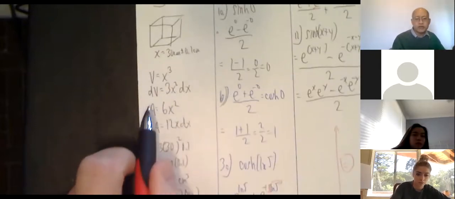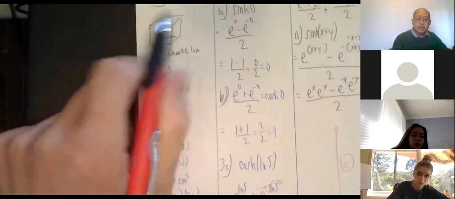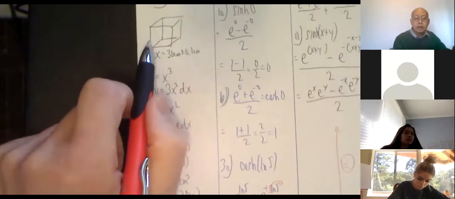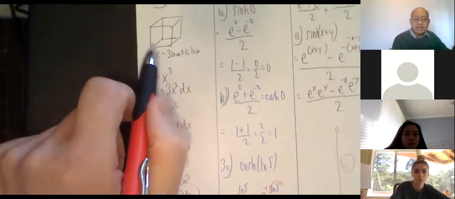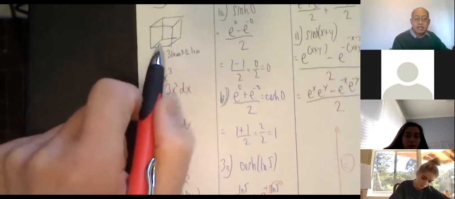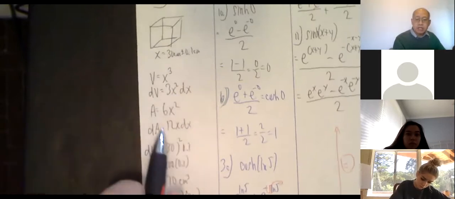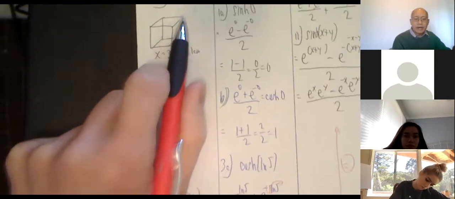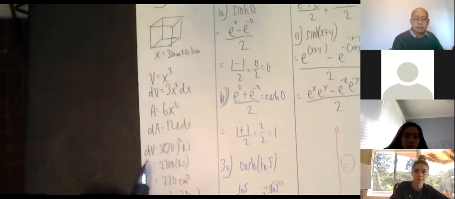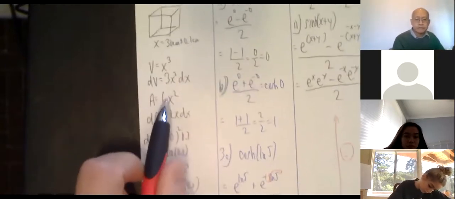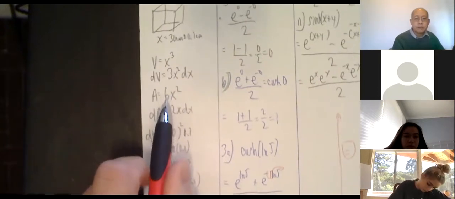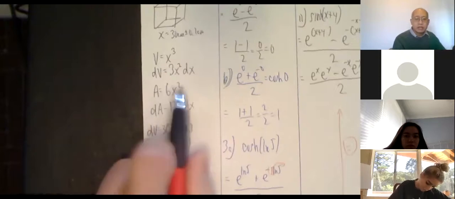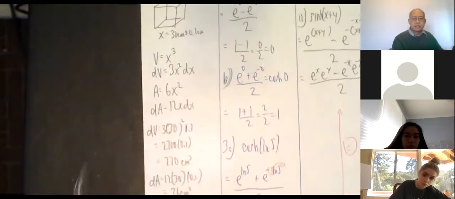Now, it also asks for the surface area. So how do I find the surface area of this cube? Well, each face is a square. If a side length is x, the area is x squared. There are 6 of them, so the surface area is 6x squared, right? There's the front, the back, left and the right, top and the bottom. So 6x squared. Right, so dA, little change in area, is the derivative of this, 12x dx. Okay.